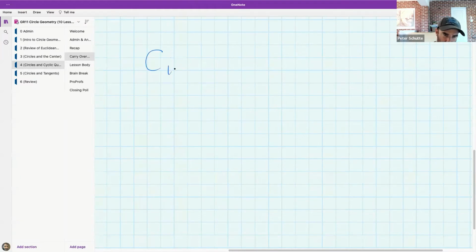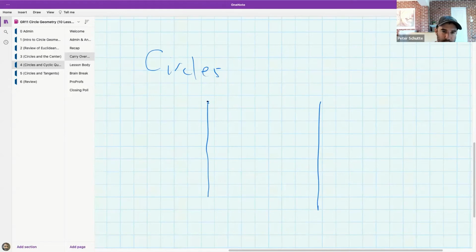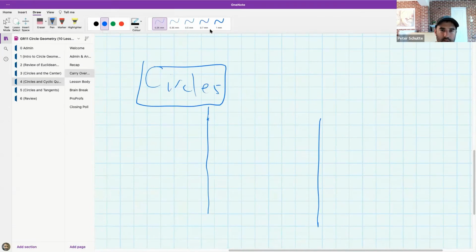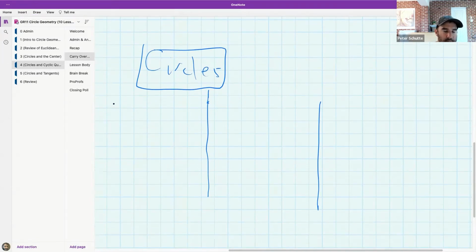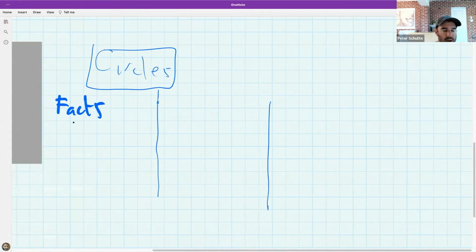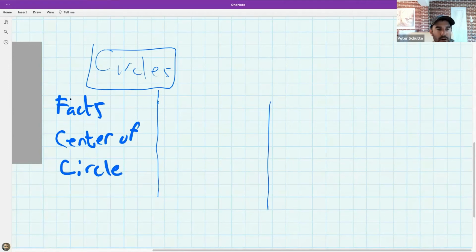So when we talk about circles, there's actually three main areas that you need to know facts about circles. We'll call them theorems, but theorems really are just facts that are proven. And so what you've been learning about recently is facts that have to do with the center of the circle.